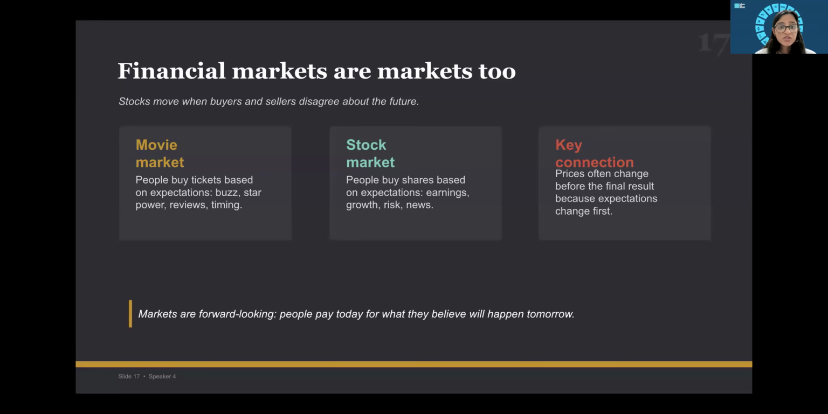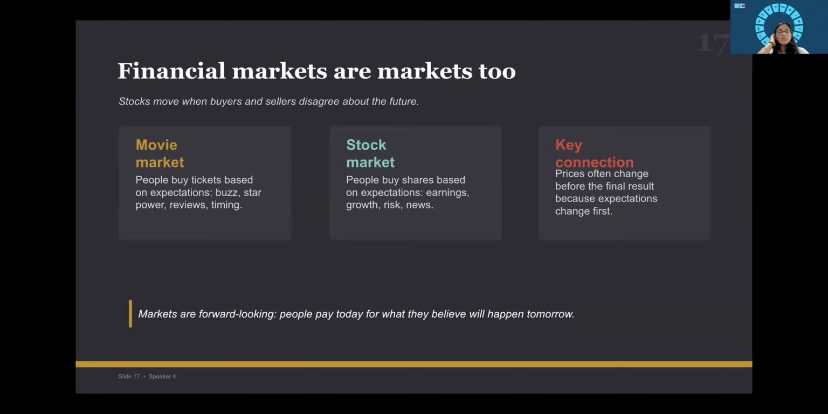Financial markets are markets too. Financial markets may sound different, but the logic is similar. In a movie market, buyers pay based on expectation about entertainment, buzz, and experience. In the stock market, buyers and sellers trade based on expectations about a company's future. Prices move when expectations change. That is why news, rumors, data, and confidence can affect financial markets so quickly.